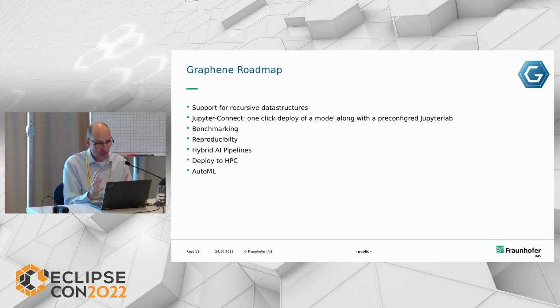We are working on hybrid AI pipelines to combine sub-symbolic and symbolic AI components, deployment to high-performance computing, and in the midterm future, we are also thinking about ways to support AutoML on a pipeline level.